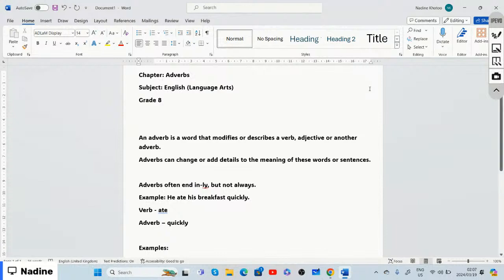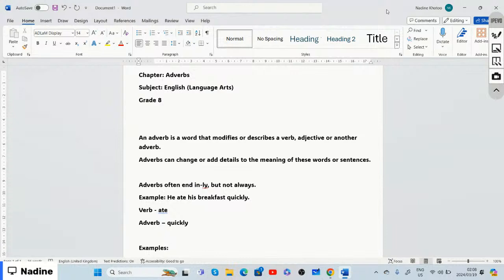And when it comes to adverbs, they often end in ly, but not always. And we are going to find out the adverbs that end in ly and why. So it's basically adverbs that tell us how. The adverbs that tell us how are the adverbs that end in ly. So often adverbs end in ly, but not always.